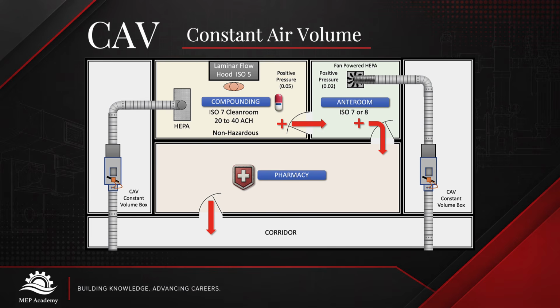Number 9. CAV, Constant Air Volume. A CAV system delivers approximately the same amount of air continuously. Instead of varying airflow like a VAV system, temperature is typically controlled by changing the temperature of the supplied air.